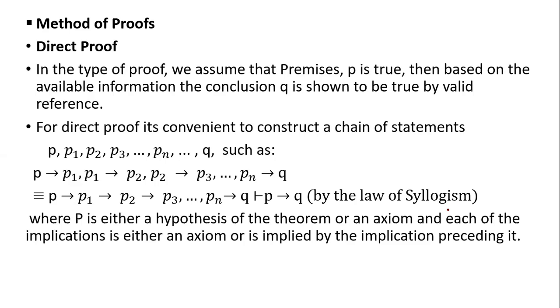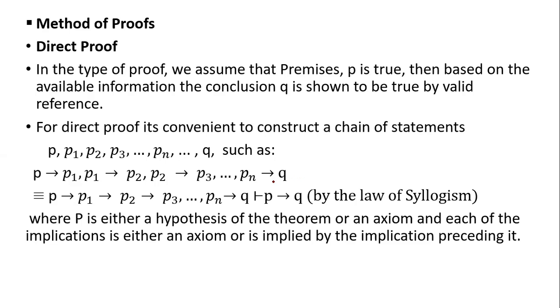So for direct proof, it's convenient to construct a chain of statements. If you have a direct proof, it's better to have a chain of statements, that is P, P1, P2, P3, up to Pn, and that will imply Q, the conclusion. Such as P implies P1, P1 implies P2, P2 implies P3, and Pn implies Q.